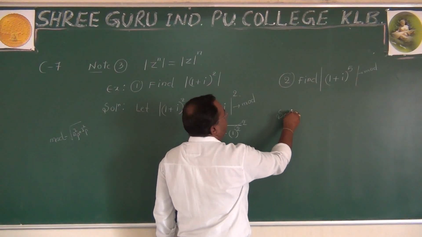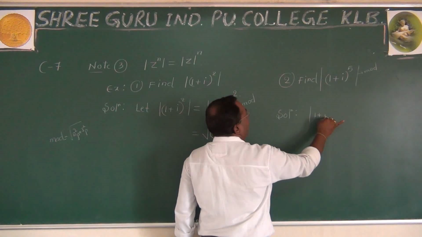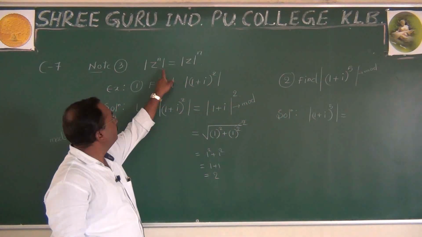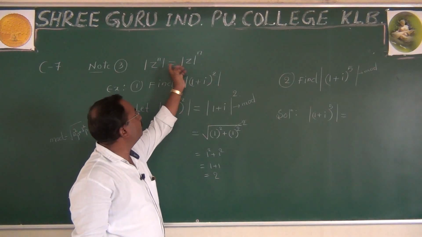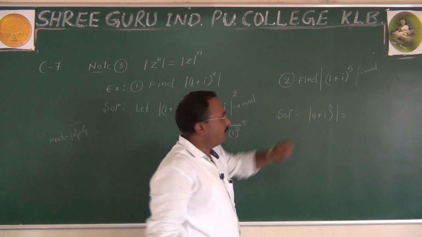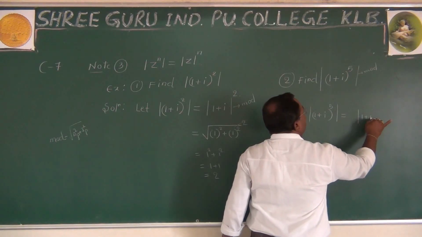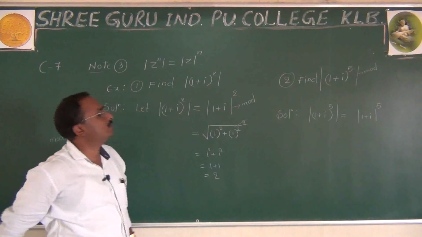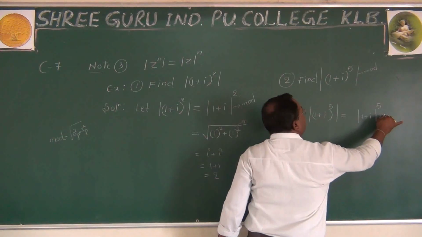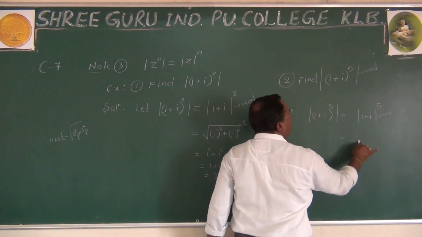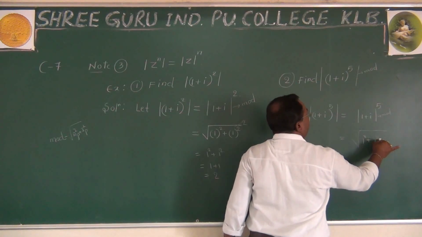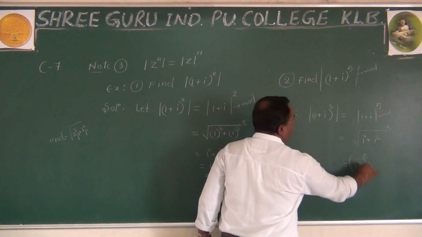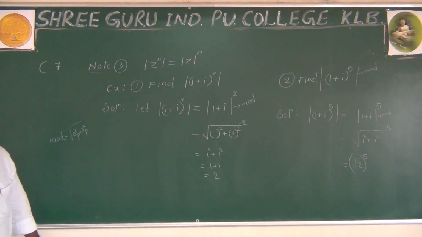Solution of this: modulus of 1 plus i whole to the power 5. This can be written, according to the note, modulus of z to the power n can be written as modulus of z whole to the power n. Apply that formula: modulus of 1 plus i whole to the power n, so n is 5. Do you know that definition of modulus? This is the modulus symbol. The modulus formula is square root of real part square plus imaginary part square, whole to the power 5. That is root 2 whole to the power 5. Any doubt?